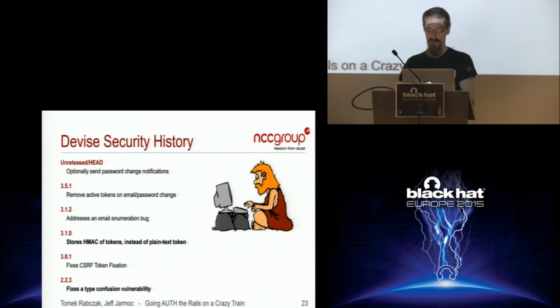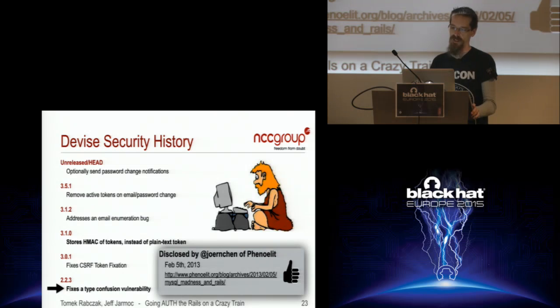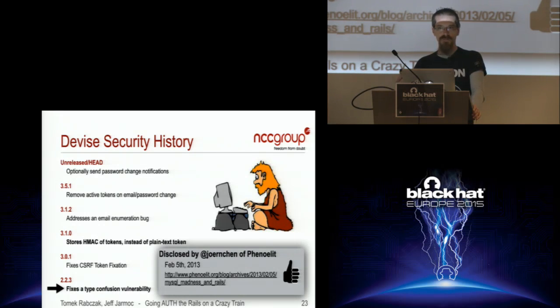We're going to spend a couple of slides talking about this vulnerability. This was disclosed by Jorn Chen back in February of 2013. So let's talk about how this works, because it's an older vulnerability, but it's kind of indicative of the sorts of things that can easily go wrong with password reset flows.